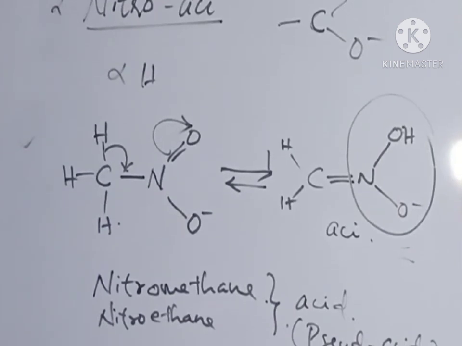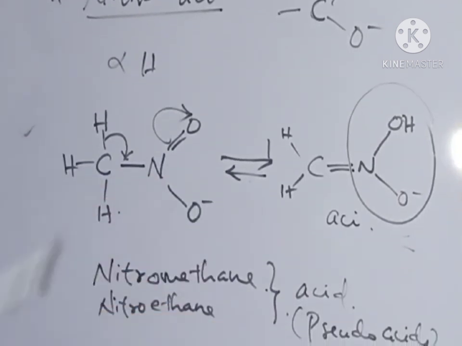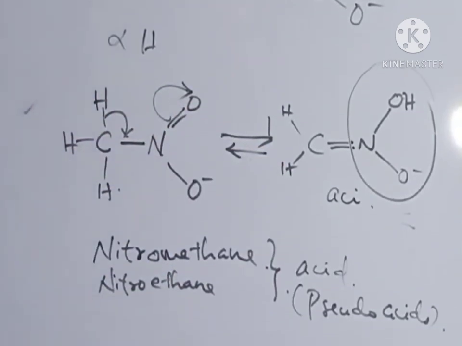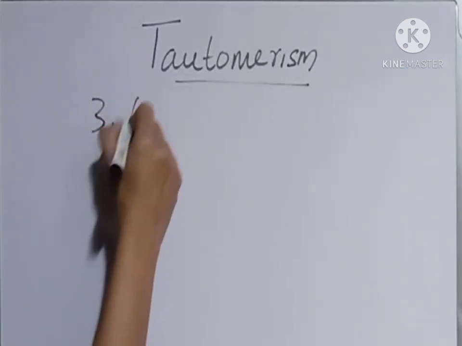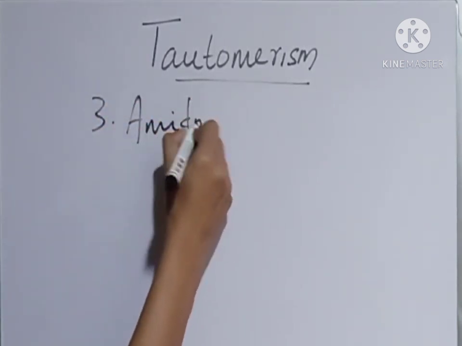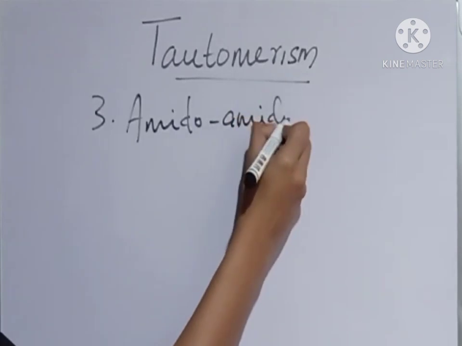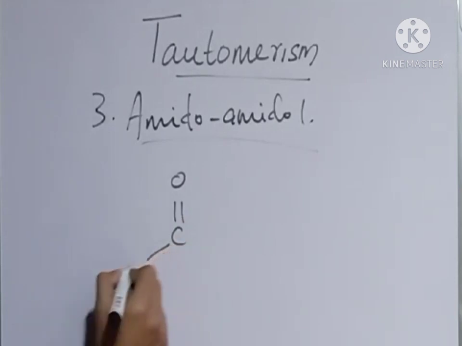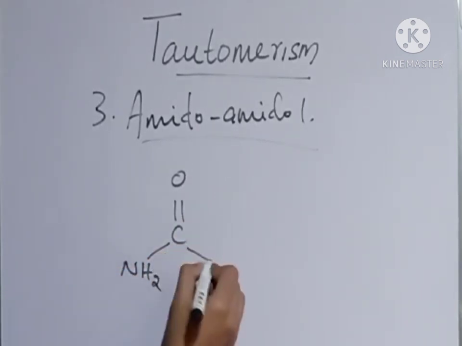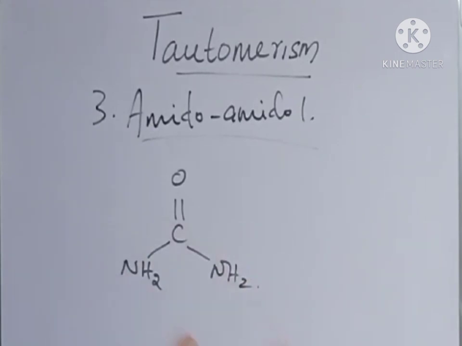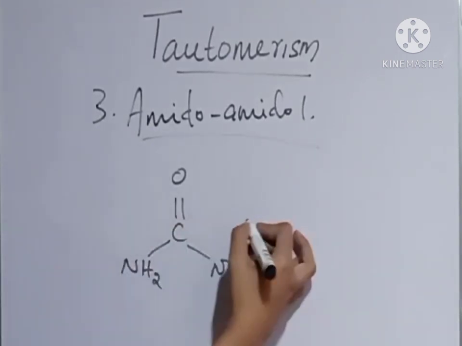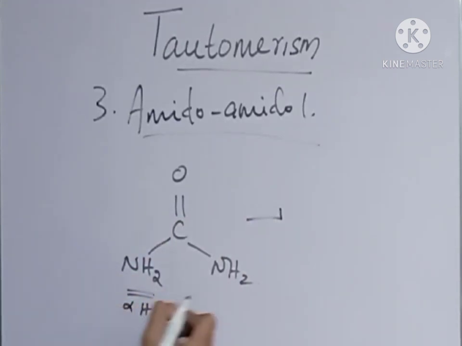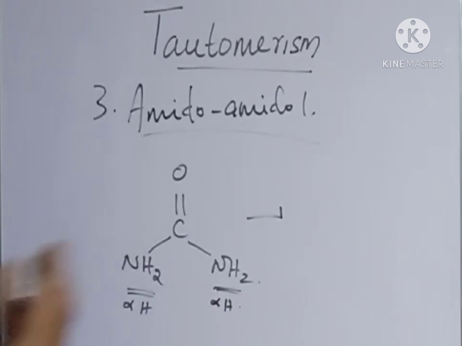And these compounds are considered pseudo acids because of the formation of this acid tautomer. Then next one, amido-amidol tautomerism. Amido group means a carbonyl group attached to NH2 groups, both sides NH2 group, and here alpha hydrogen is present. Here also alpha hydrogen is present.